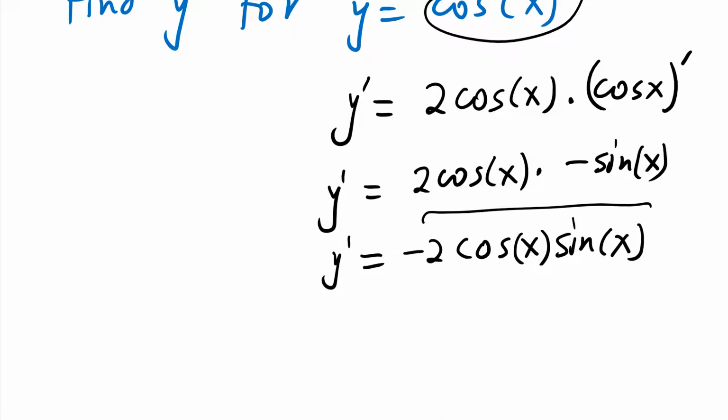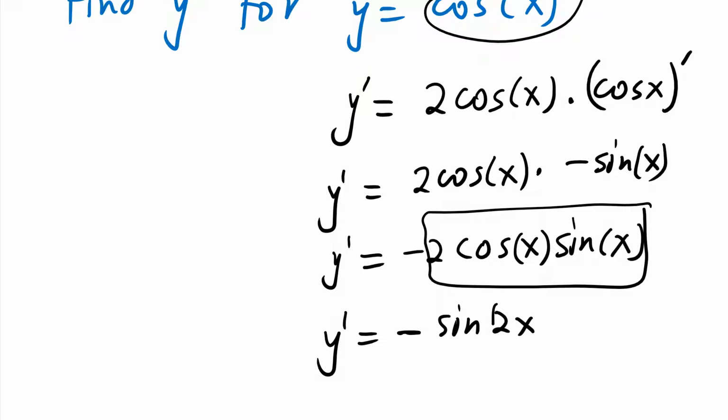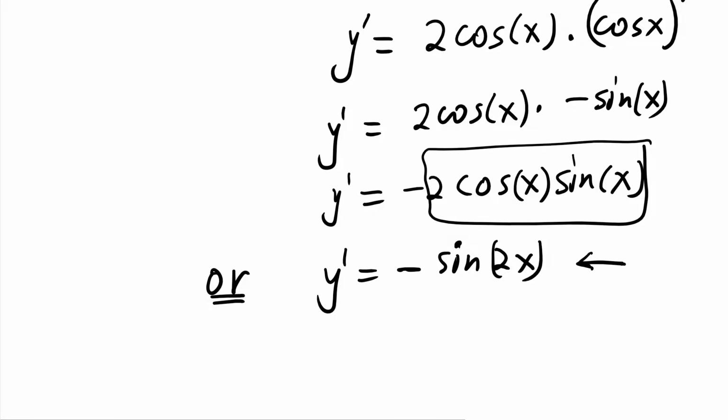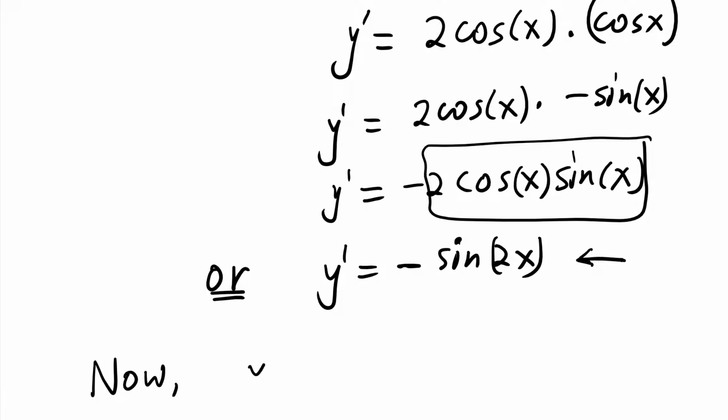Or keep in mind, if you notice the 2 sine cosine, that's sine 2x. So either one would be fine. You can write it this way or that way. Now, I'm going to go with the second one because it's easier to differentiate this than the one above it, the boxed one. So now we can find y double prime. Y double prime, keep the negative out. The derivative of sine u, it's u prime cosine u.